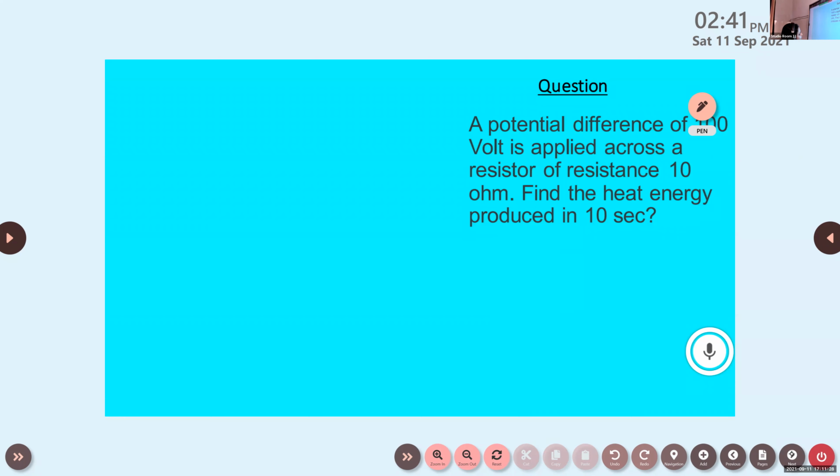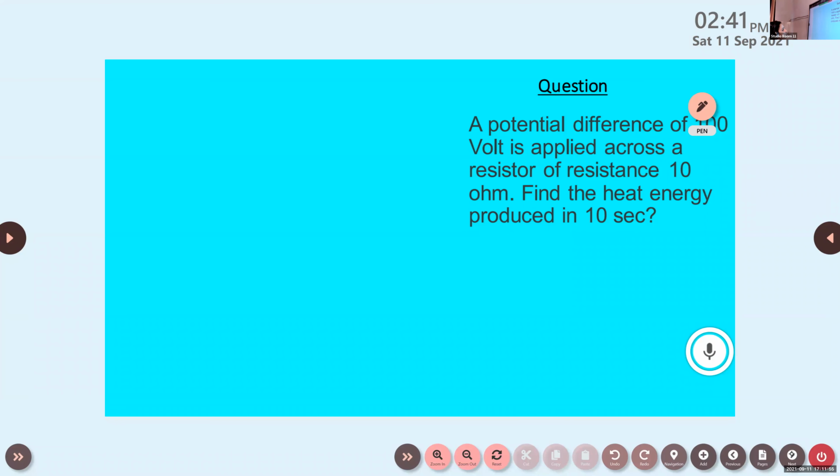This is a common problem. And whoever answers this question, that group will score 1 mark. A potential difference of 100 volt is applied across a resistor of resistance 10 ohm. Find the heat energy produced in 10 seconds. It's a common question. Those who know the answer, say it. Then that group can score 1 mark.